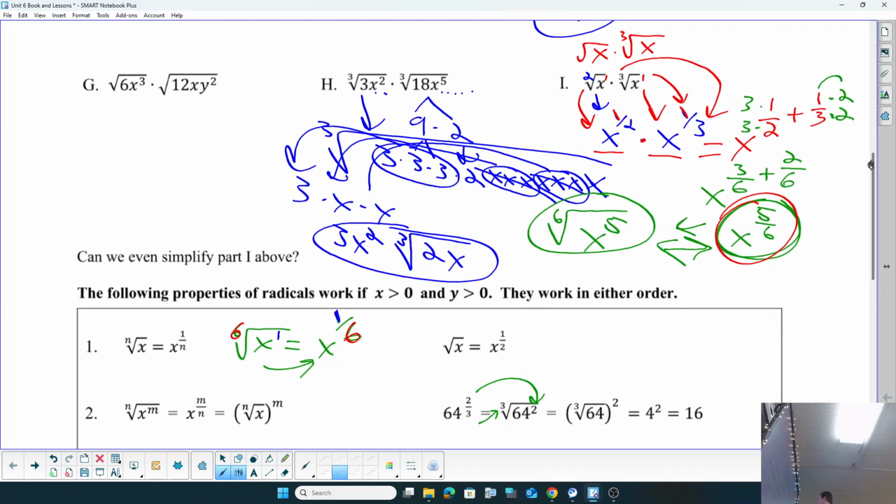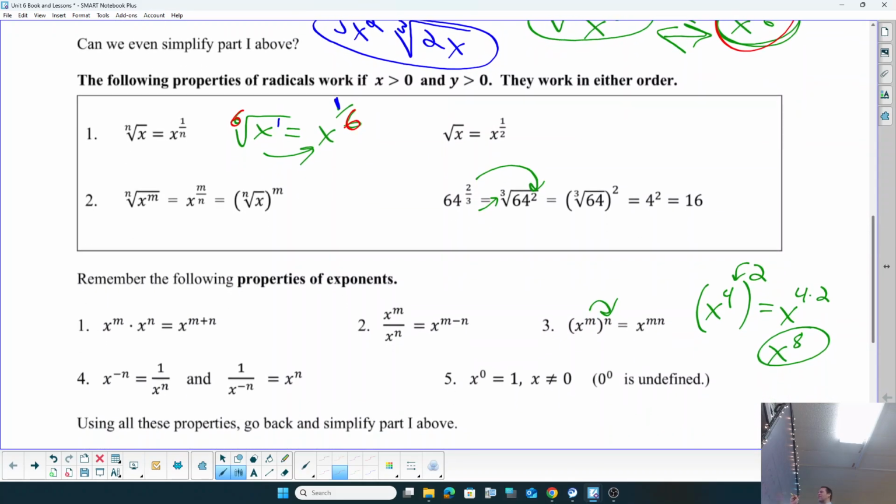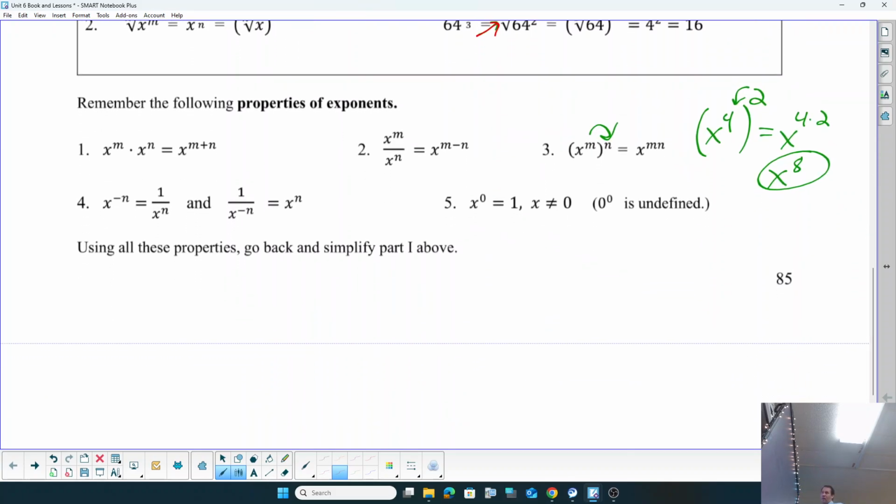Nice. So we learned some different properties, how to rewrite things. The 2 goes here, and the 3rd root goes there. Being able to write them back and forth is a key thing that you need to know for assignment 6.1. Here are some more properties to remember.